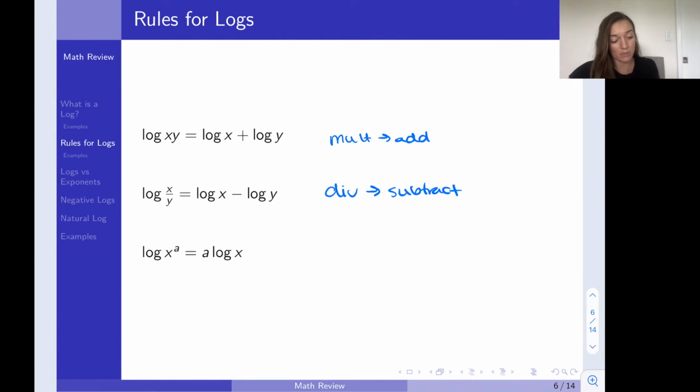And now these two rules might look familiar to you from exponents. Remember when we had, for example, x to the a times x to the b is equal to x to the a plus b. So when we have multiplication, we add.